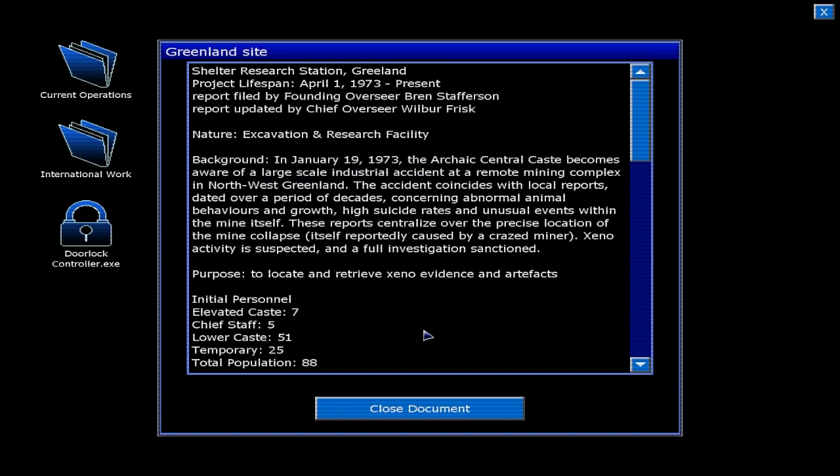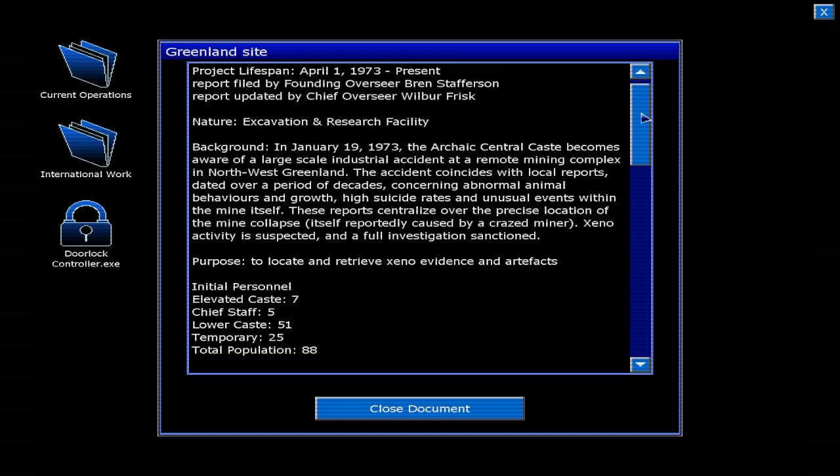In January 19th, 1973, the Archaic Central Cast becomes aware of a large-scale industrial accident on a remote mining complex in northwest Greenland. The accident coincides with local reports dated over a period of decades concerning abnormal animal behaviors and growth, high suicide rates, and unusual events within the mine itself. These reports centralize over the precise location of the mine collapse, itself reportedly caused by a crazed miner. Xeno activity is suspected, and full investigation is sanctioned.